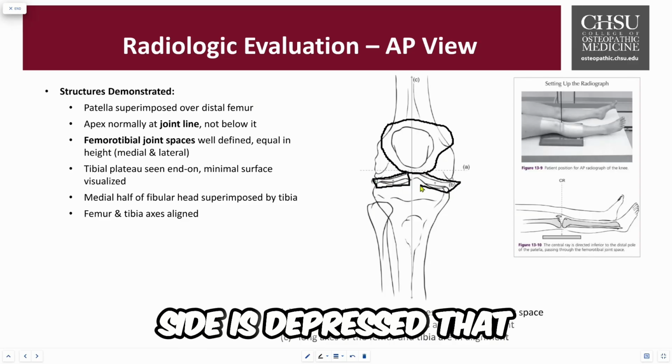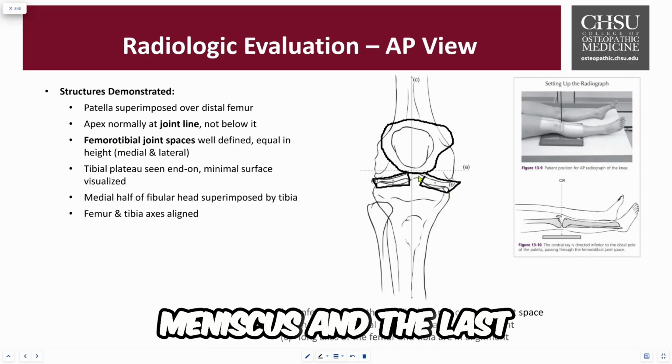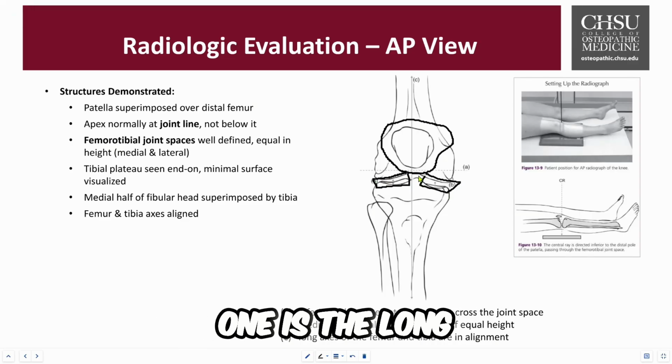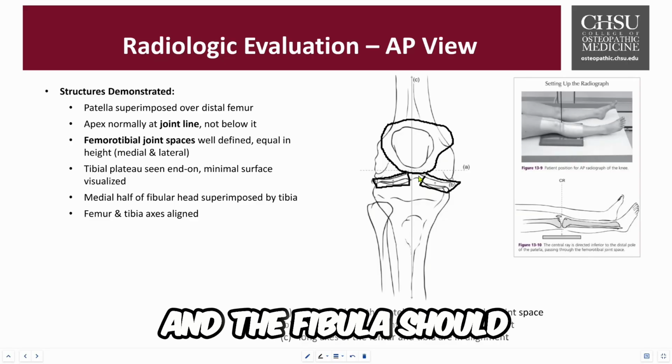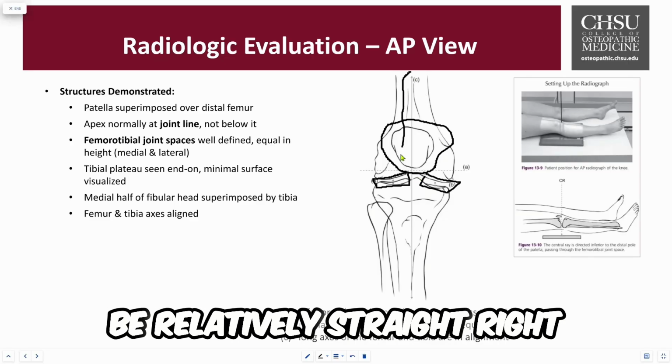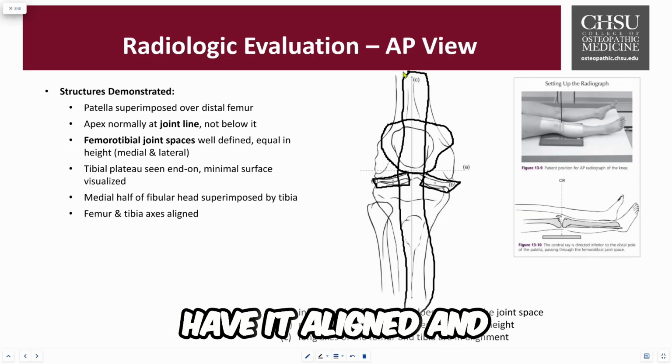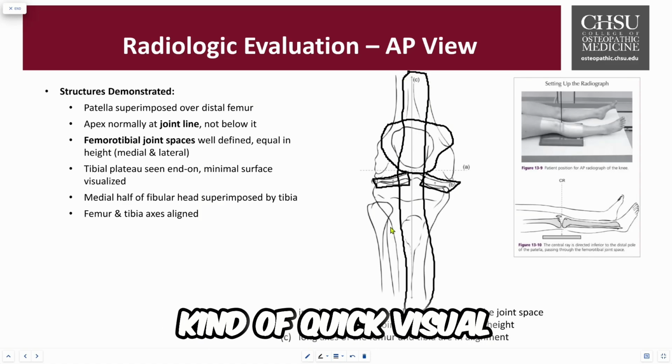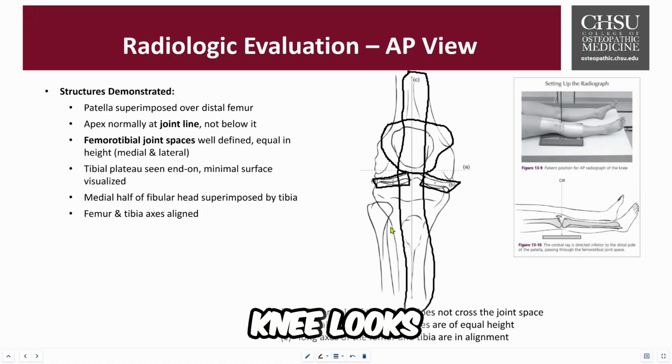So if one side is depressed, that could be injury of the meniscus. And the last one is the long axis of the femur and the tibia. It should be relatively straight, right? So you want to have it aligned. And those give you a quick visual on how the knee looks.